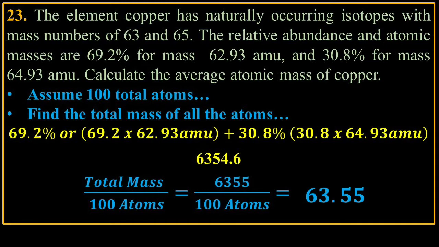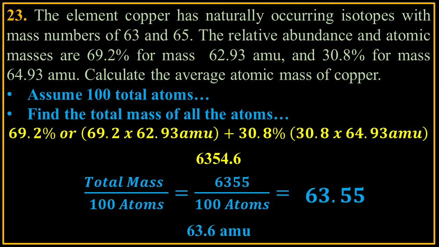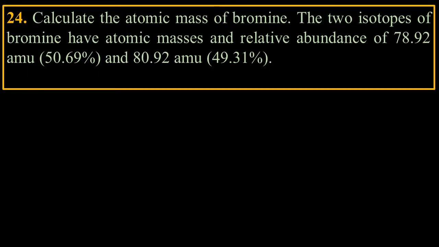So the average atomic mass of copper is 63.55. Get it? 63.55, or rounded to one decimal place, like the book does, 63.6 AMUs, atomic mass units.